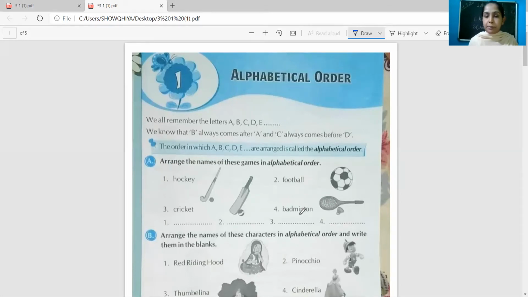Badminton: B-A-D, bad, M-I-N, min, T-O-N, ton. So badminton. These are the games that they have given, and they're asking you to write them in alphabetical order. Shall we read the main once again? Arrange the names of these games in alphabetical order.